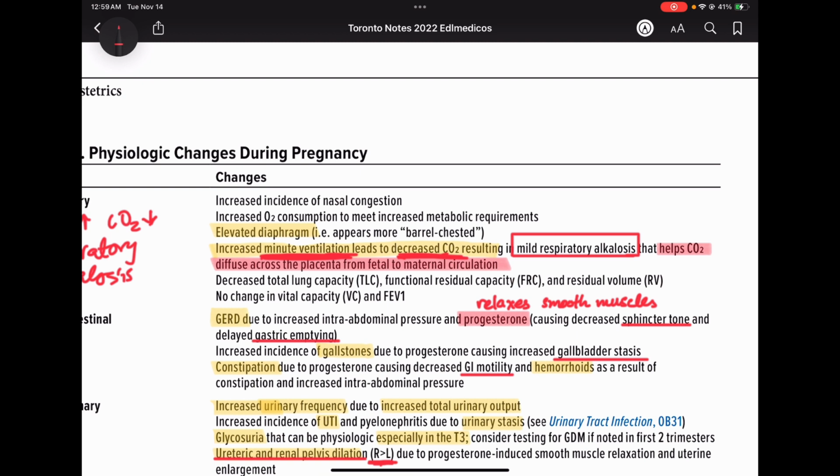Total lung capacity is decreased, functional residual capacity and residual volume also, but there is no change in vital capacity and forced expiratory volume per second.